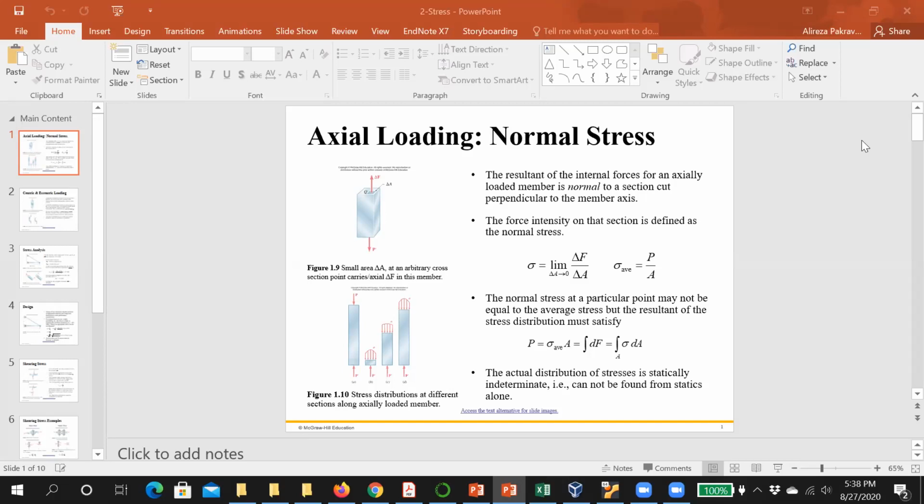So based on the force and the cross section, we are able to define a new parameter, and that parameter is called stress. In physics, you may have heard about pressure. It could be the same, but in mechanics of materials we don't call it pressure; we call it stress when we divide the force by the area.